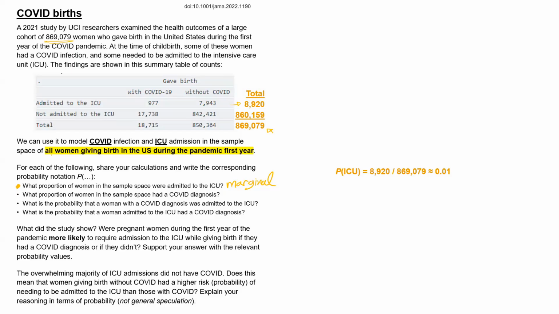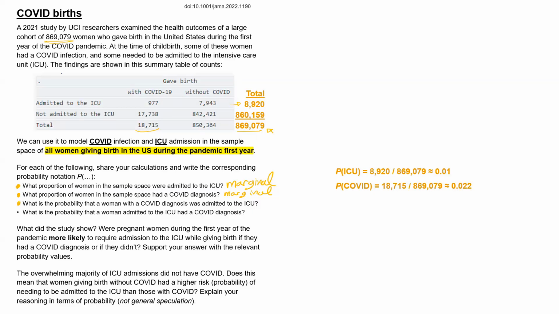of COVID status. We can also ask what proportion of women in the sample space had a COVID diagnosis. There were 18,715 of them out of all the women, the 869,079. And so that gives us 0.022, so 2.2%. That's a marginal probability. It's just P of COVID. We also ask to obtain the probability that a woman with a COVID diagnosis was admitted to the ICU.